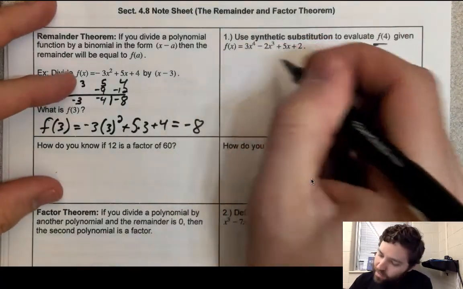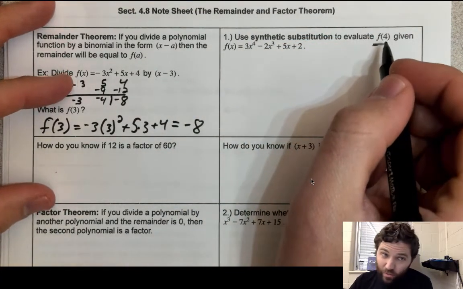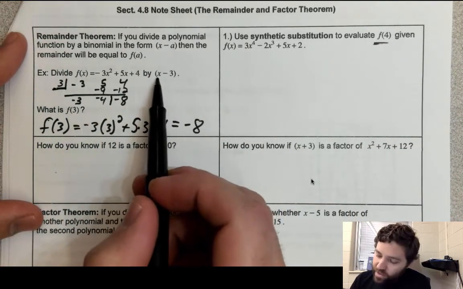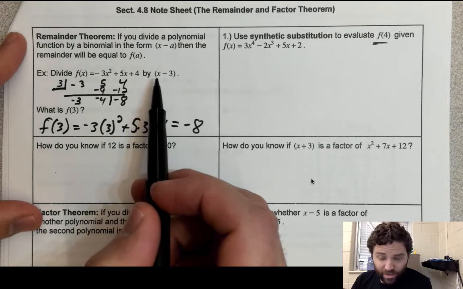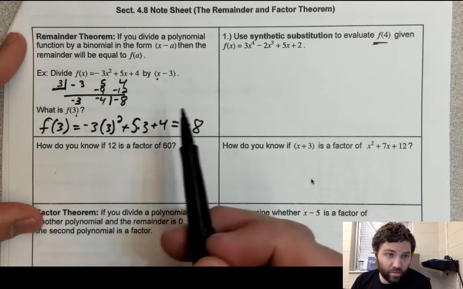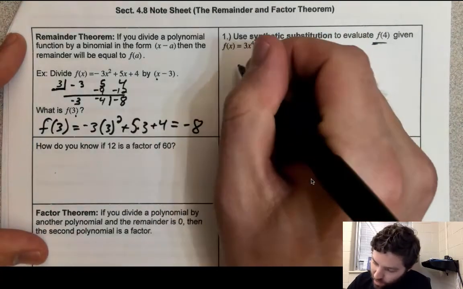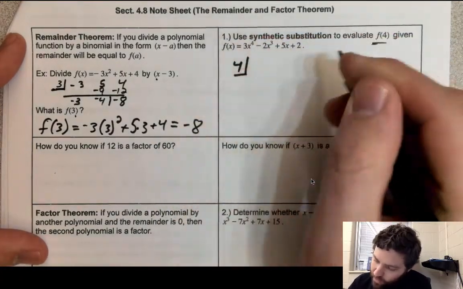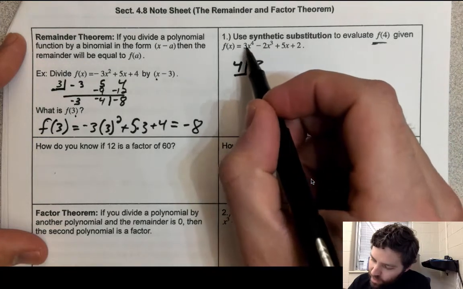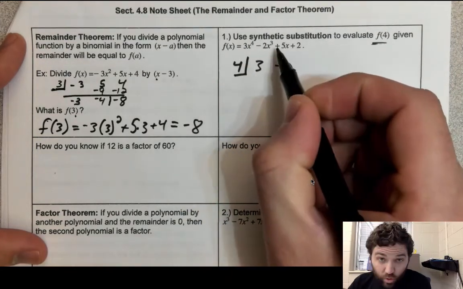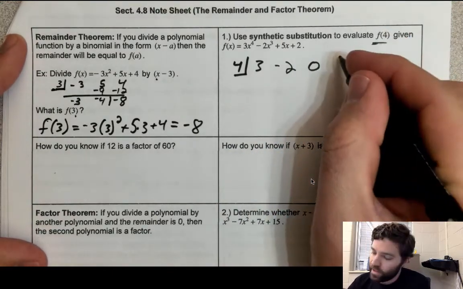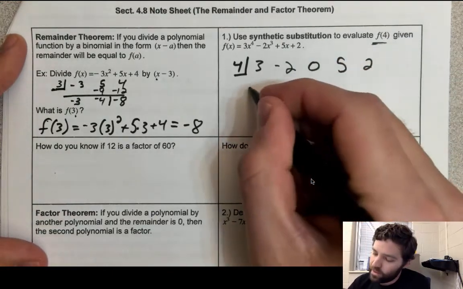All right, so what I'm going to do then is, in this case, I'm just going to take the 4. Notice over here when I was trying to find f of 3, the factor that I was dividing by was x minus 3. But I took whatever was in the function value to plug it in. Do the same thing here. So I'll put in 4 here. I'm going to put 3. And then we have to be careful here. So we got 3, negative 2. There's no squared term. So I'm going to put a 0 as a stand-in for the squared term. And then 5, and then 2.